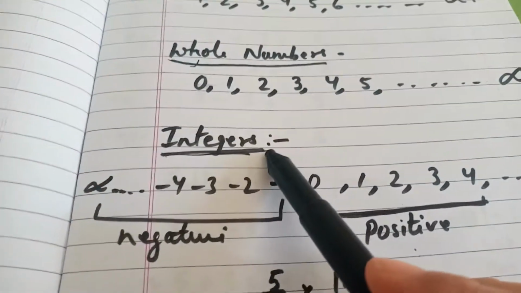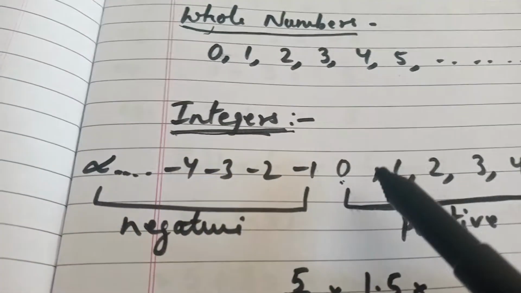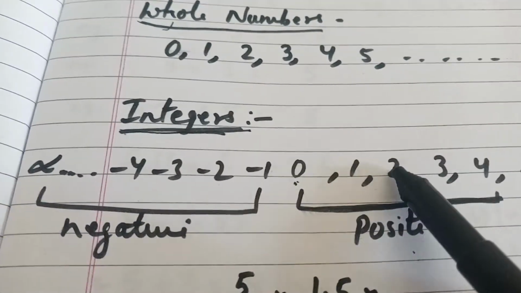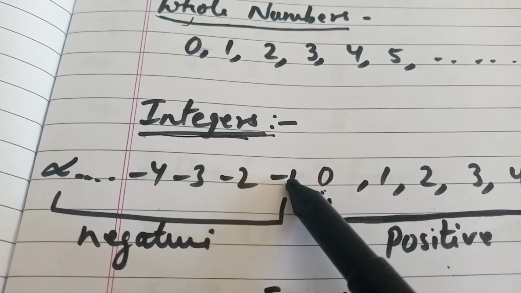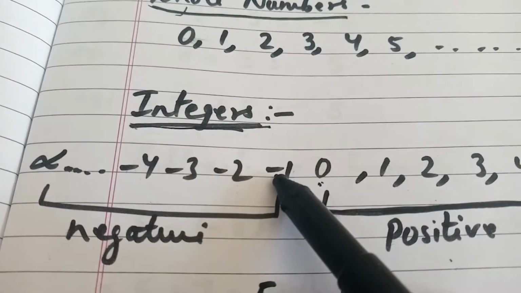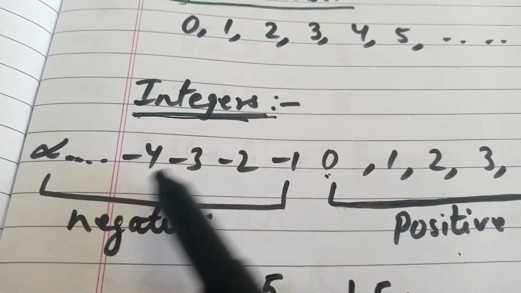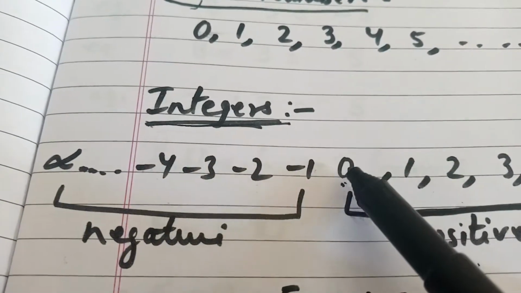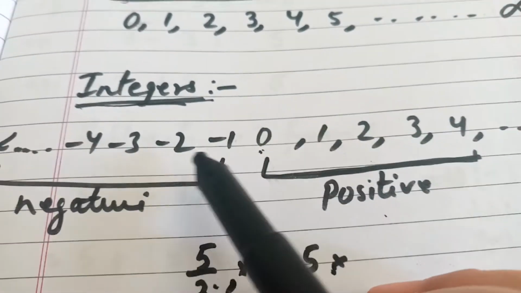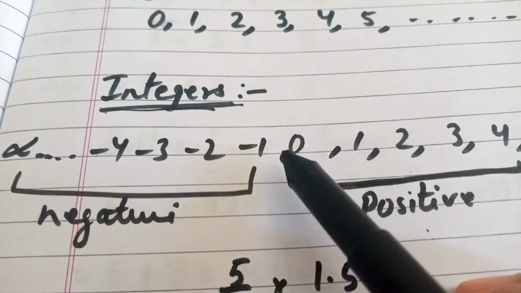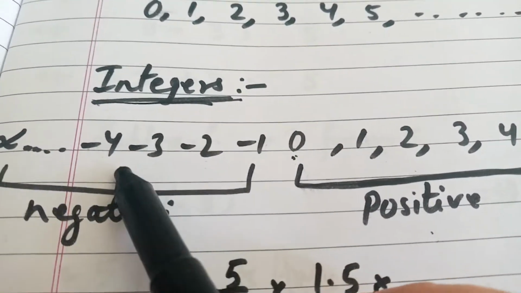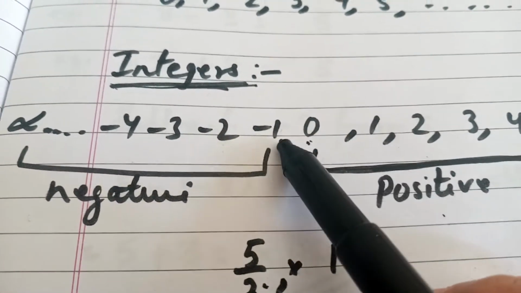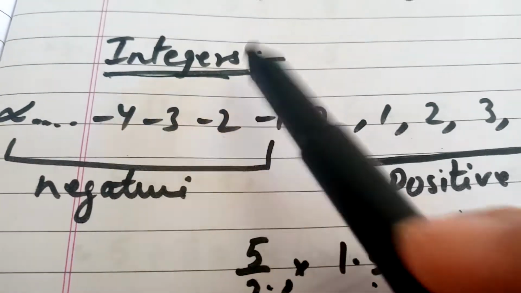Next, come to the topic, that is integers. So what is an integer? When I write the whole numbers 0, 1, 2, 3, 4, 5, 6 and so on up to infinity, that is whole numbers. And below 0, when I write the negative numbers -1, -2, -3, -4 and so on, infinite. So the collection of positive numbers and negative numbers, or in other words, the collection of whole numbers and negative numbers, are called integers. 0 is neither a positive nor a negative number, but 0 is an integer.